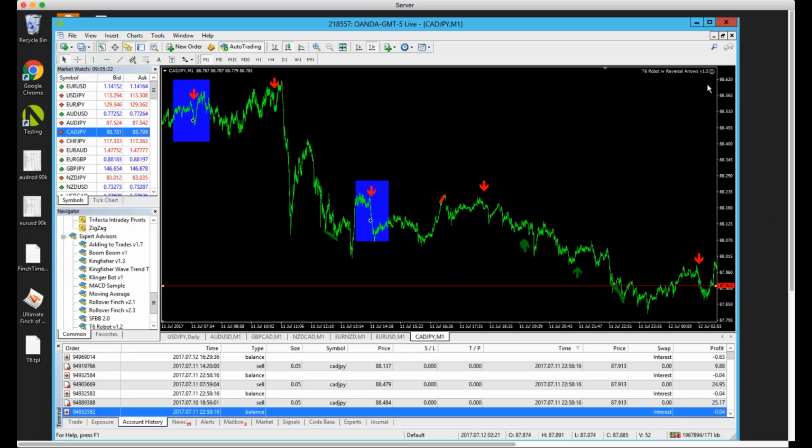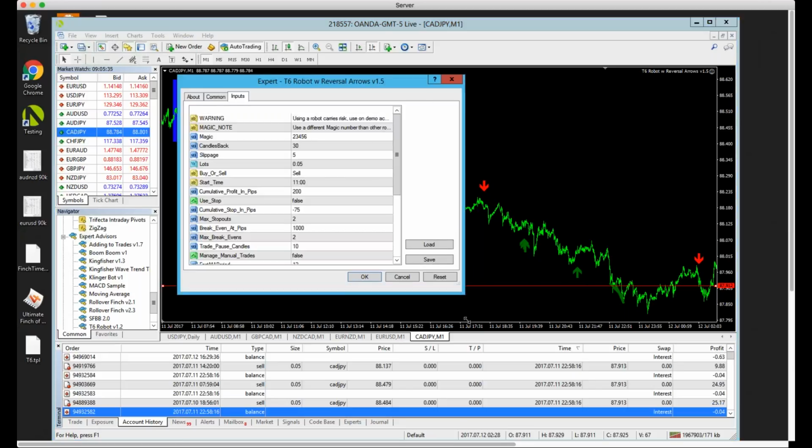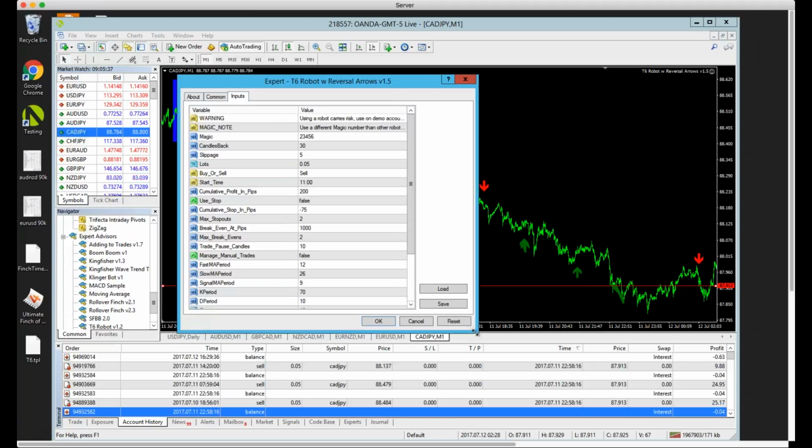Okay, the version of the robot that I'm using and I will continue to use is called the T6 robot with reversal arrows. In a moment, I will show you where to find that in your robots course. I had a lot of questions about that recently, so I put it in a very obvious spot. What I'm going to do now is walk through the settings here one by one and help you understand what I think are the optimal settings for me as of this time, and then you can adjust those for yourself in the future.